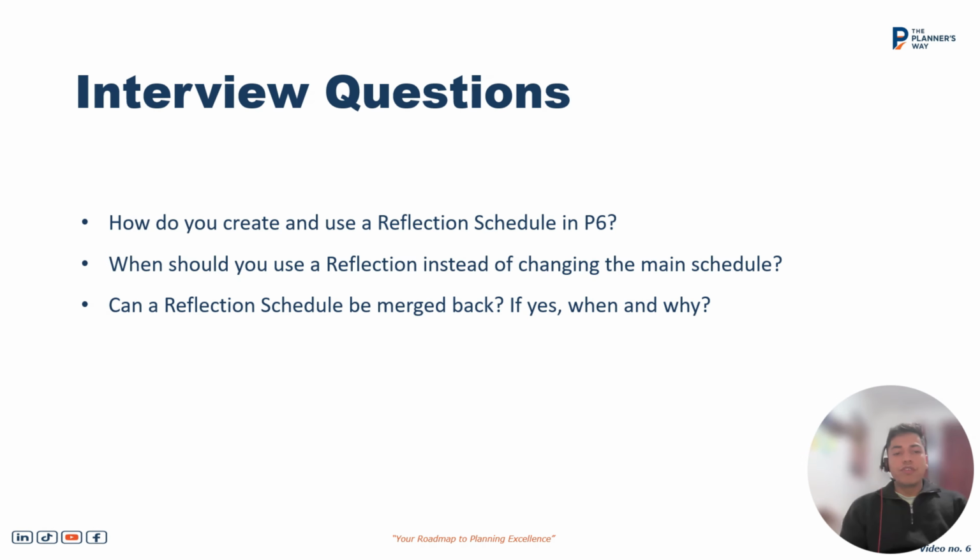Secondly, when should you use a reflection instead of changing the main schedule? We have covered this one. Can a reflection schedule be merged back? If yes, when and why? This we have covered in this video. Other than this, we have covered in which instance we can use the reflection copy, what the characteristics of the reflection program are, and what the best use of the reflection program is. Those things also we have covered in the video, but I have generally highlighted these three over here, which I feel are a bit more challenging than simple, straightforward questions.